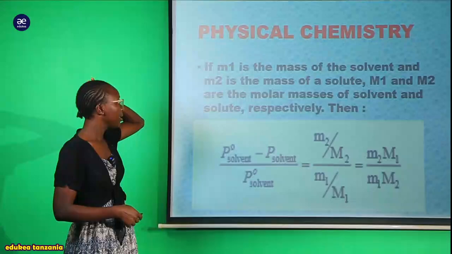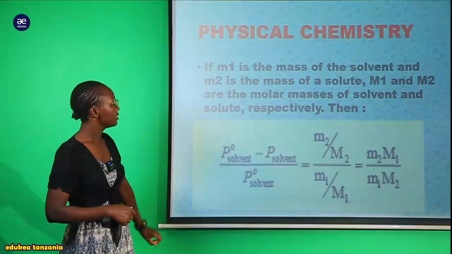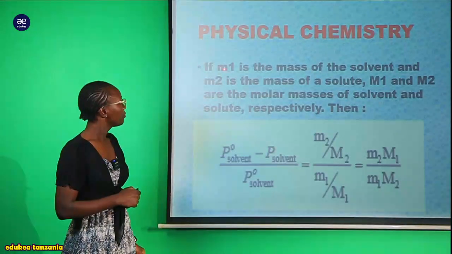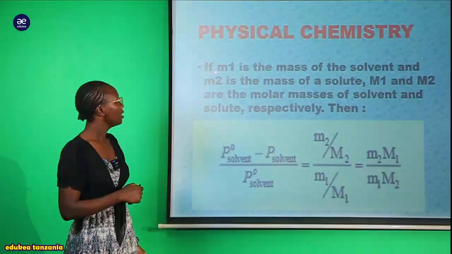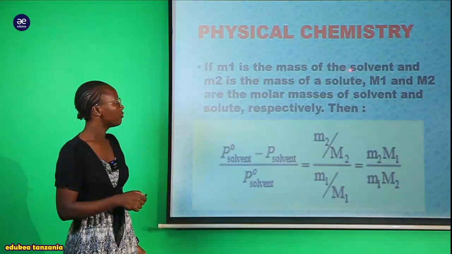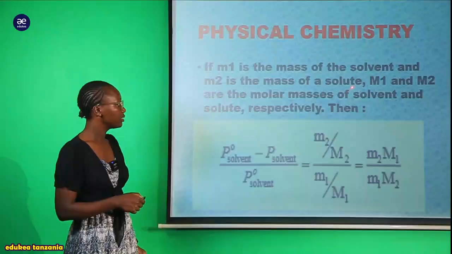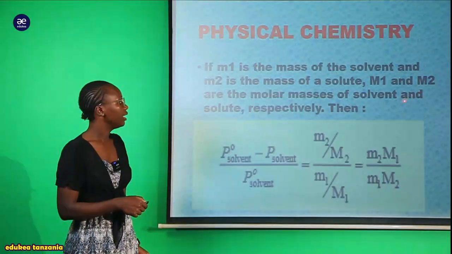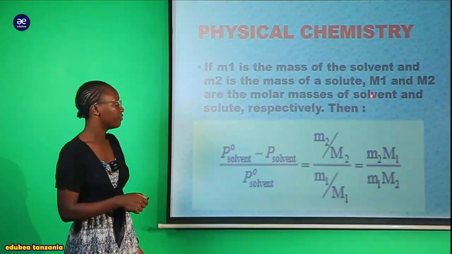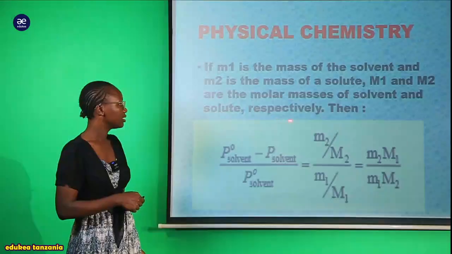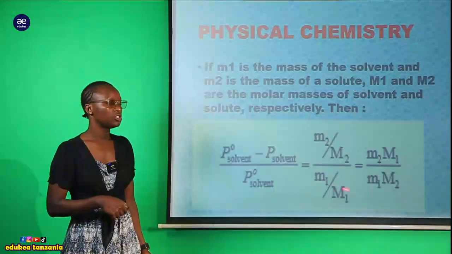But also my student, we can see this. If M1 is the mass of the solvent and M2 is the mass of the solute, and capital M1 and M2 are the molar masses of the solvent and the solute respectively, then our equation will be like this.